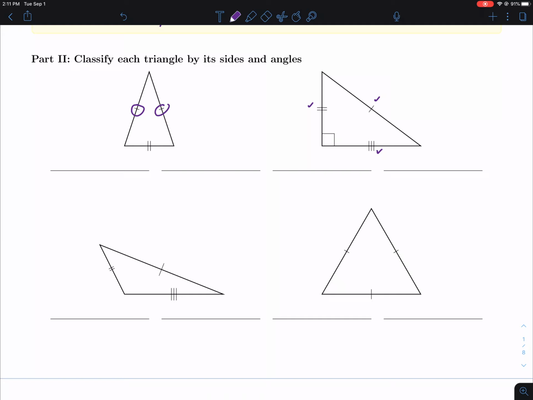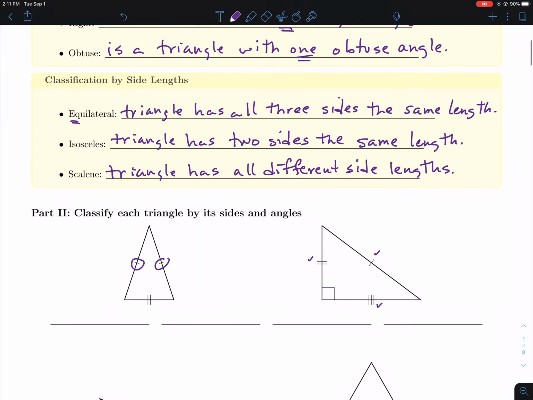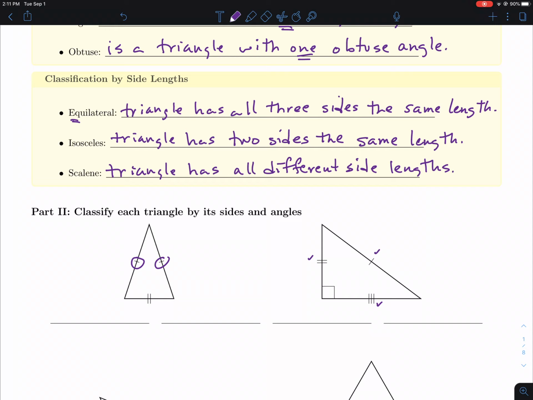So I'll do the first one. I'll let you guys do the rest of them. In this case, we've got two side lengths that are the same, and we've got one that's different. So right away, based on side lengths, that tells us we're going to have an isosceles triangle.